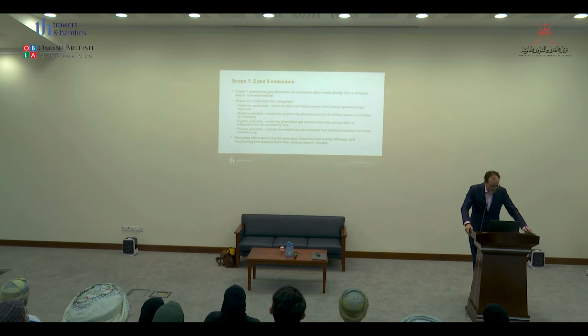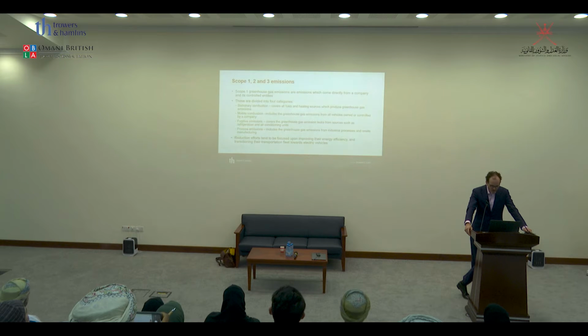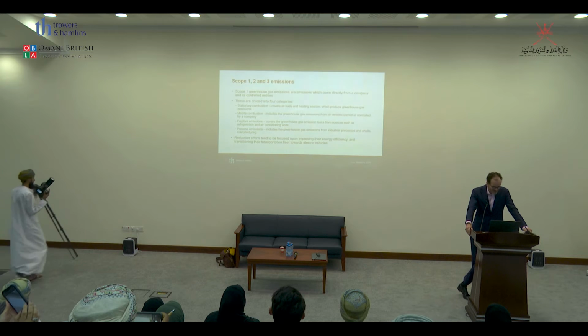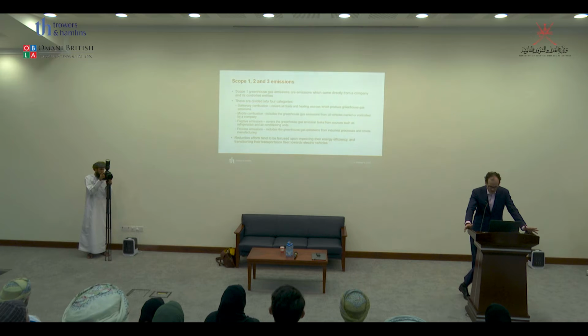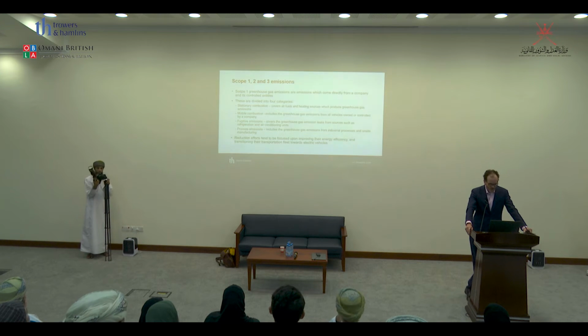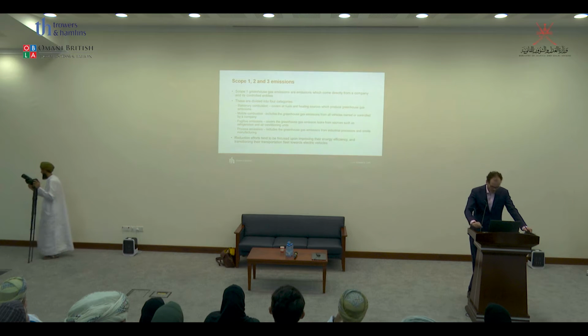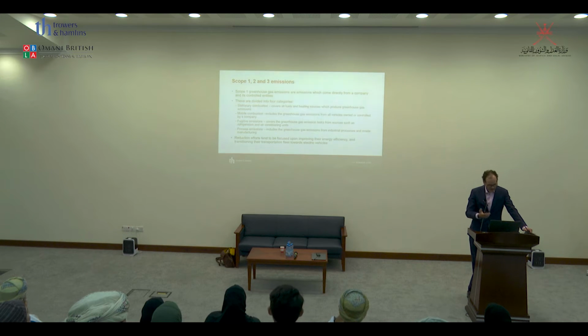So scope 1, this is greenhouse gas emissions which come directly from a company and its controlled entities. So stationary combustion, mobile combustion, fugitive emissions, which is less interesting than it sounds, and process emissions. So this is your on-site, if you're manufacturing, the emissions which emanate from that. So how would you reduce these? Well, it's fairly obvious really. Energy efficiency, transitioning your transportation towards electric vehicles, trying to reduce waste, and yes, moving towards more efficient solutions.